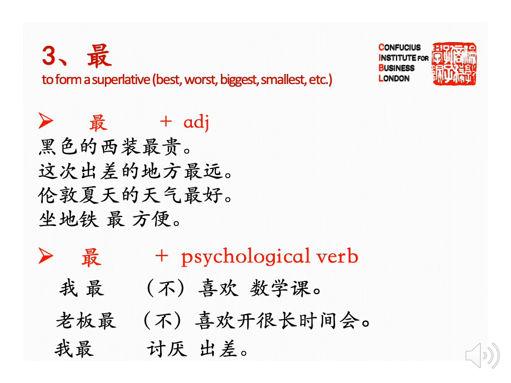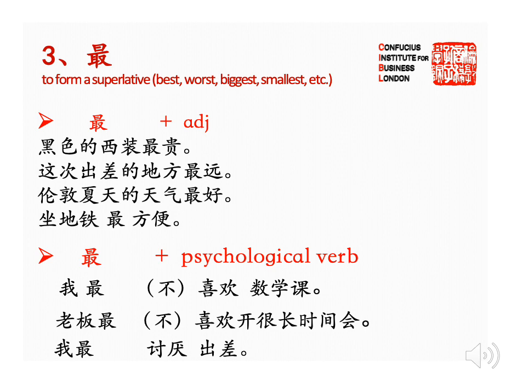Psychological verbs are very limited, like 喜欢, 想, miss, 讨厌, or dislike. So for example, 我最喜欢数学课, I like math class most. And we can also use the negative form, 我最不喜欢数学课, I like math class worst.